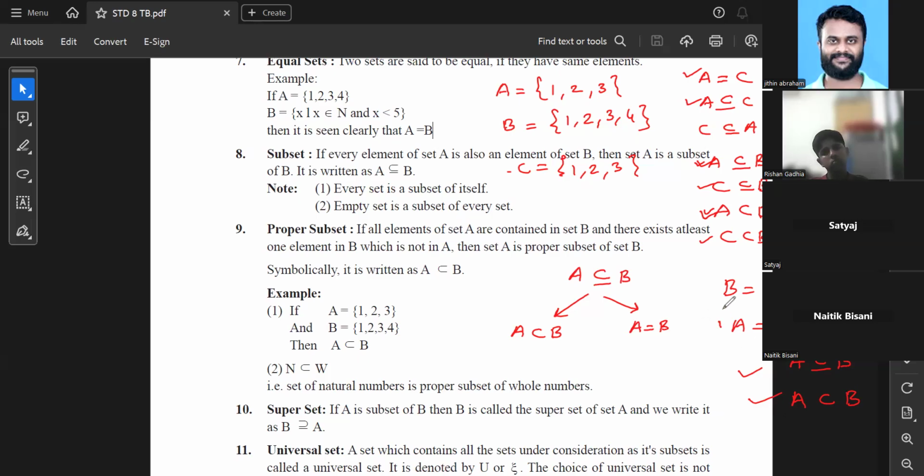This is basically the proper subset, basically the same thing. So, in order to be a proper subset, the cardinal number of A should be less than the cardinal number of B. This is compulsory. Understood?